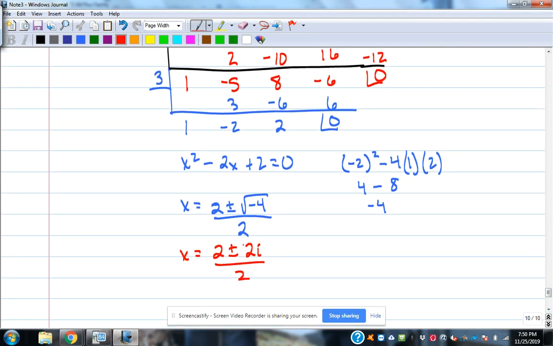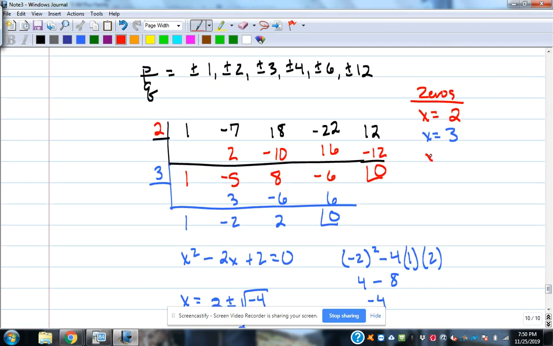And good news is everybody that's not in a radical, all those are divisible by 2. So divide them all by 2. So that's going to be 1 plus or minus 1i or just i. So I have x equals 1 plus i, x equals 1 minus i, or you could write it 1 plus or minus i. I don't care which way you write that. But that's all 4 solutions to that. 2 real ones. We saw they cross the x-axis in 2 places. That's the 2 real ones. Then 2 complex ones.